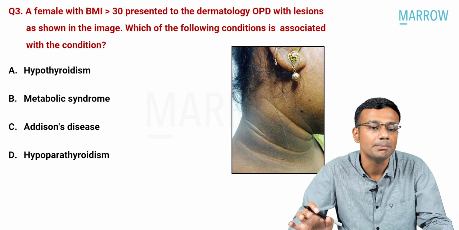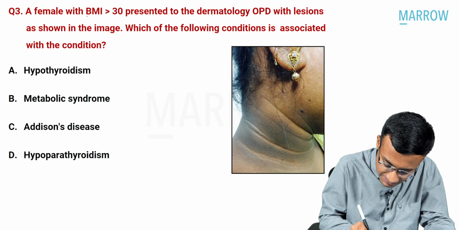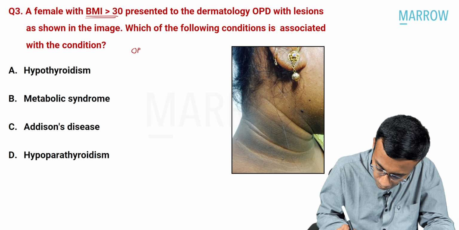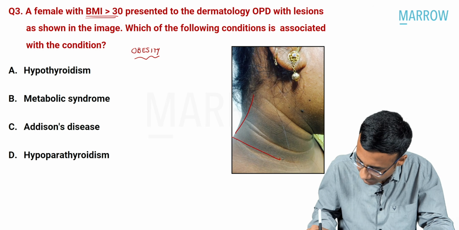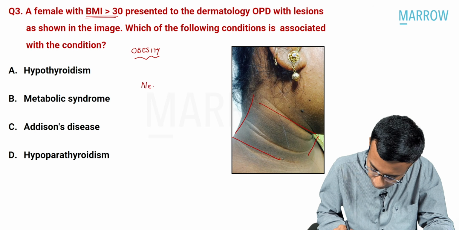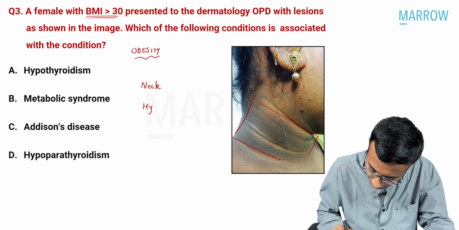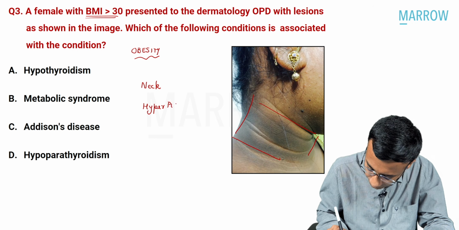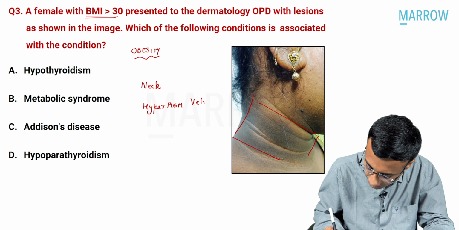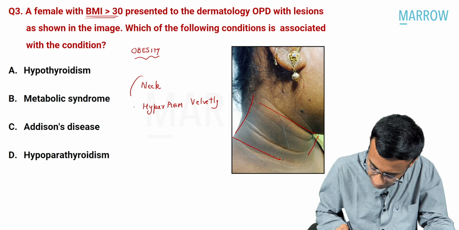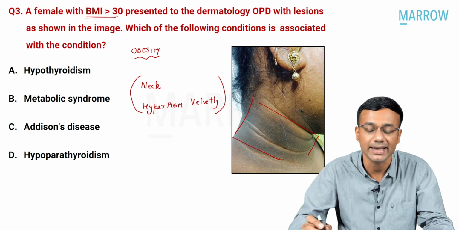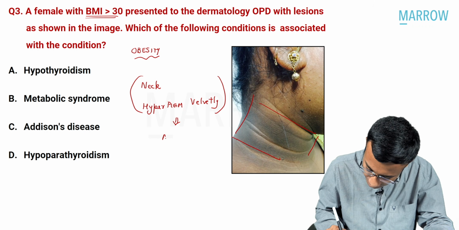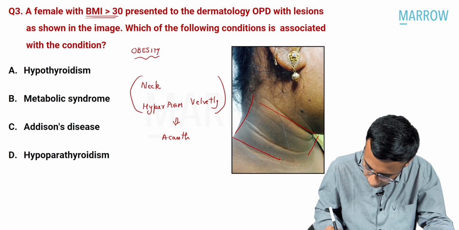Question number 3. A female with a BMI more than 30. When a patient says BMI more than 30, we're thinking of obesity. She presented to the dermatology OPD with lesions as shown in the image. What are we seeing here? A neck has been shown, and you're seeing hyperpigmented velvety plaques on the neck of an obese lady. What are we thinking of? We have to think of acanthosis nigricans.